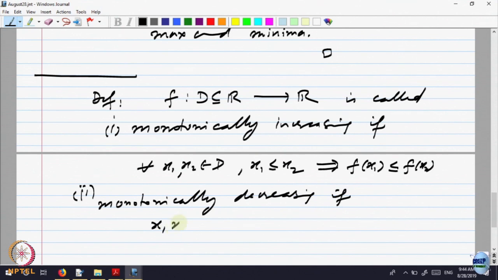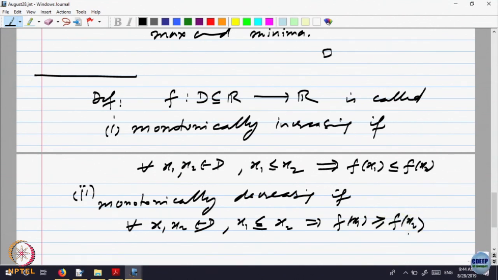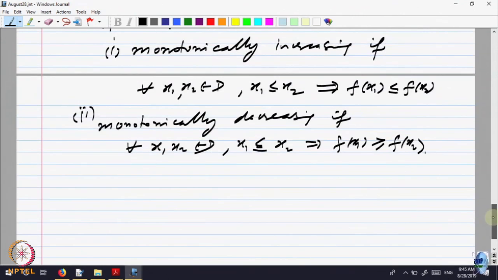if x1, x2 belonging to the domain, x1 less than or equal to x2 implies f(x1) is bigger than or equal to f(x2). The graph is going down and down as you move from left to right. So, that is decreasing. Keep in mind, we are saying less than or equal to for monotonically increasing; I am not saying this is a strict inequality. If we want to indicate that f(x1) is strictly less than f(x2), then we will add the word strictly: strictly monotonically increasing and strictly monotonically decreasing. We will qualify increasing and decreasing if we want to say strict.